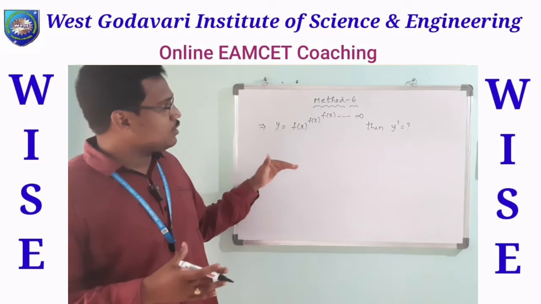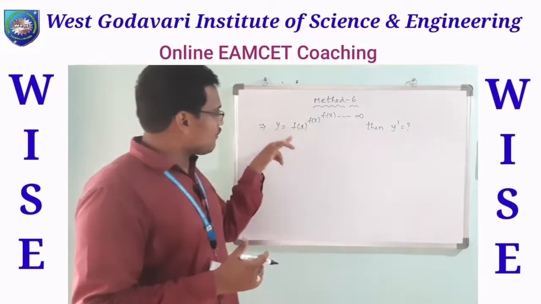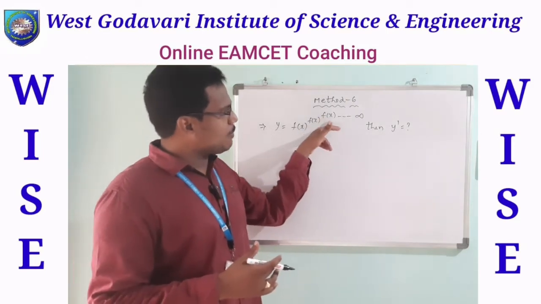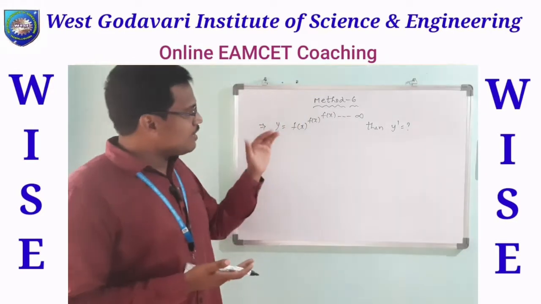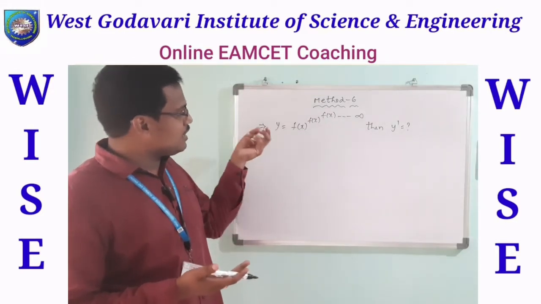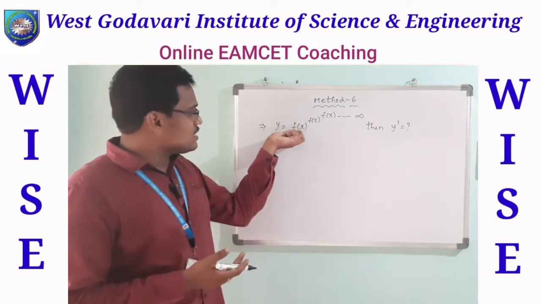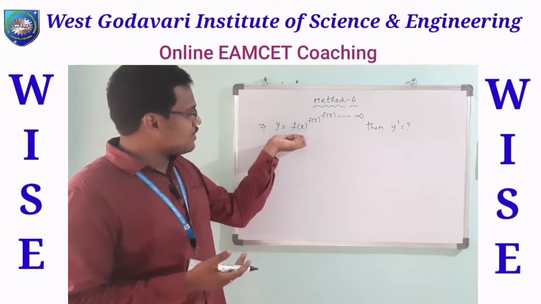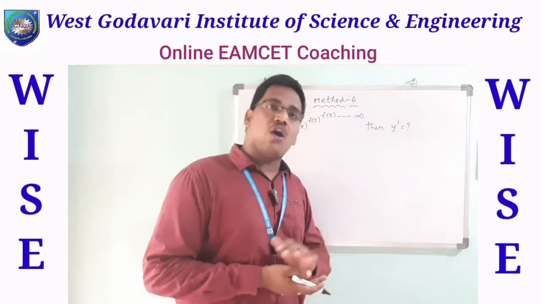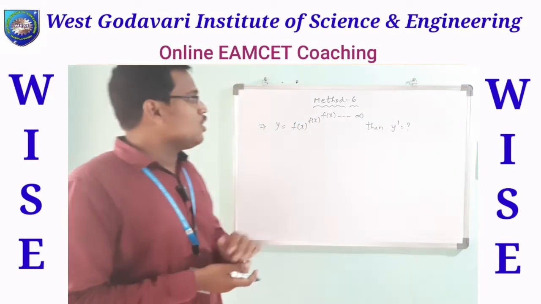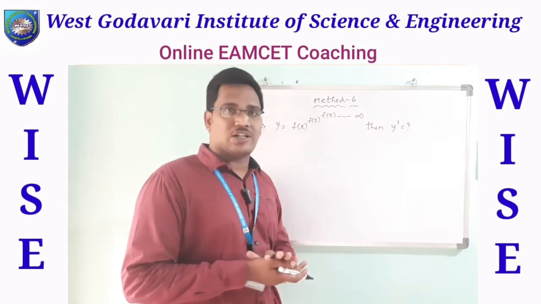So now coming to method 6, here it is an infinite series: f of x to the power of f of x to the power of f of x to the power of f of x and so on to infinity. Whenever the given function is in this form, observe here that the first f of x is the same f of x continued till the last term up to infinity. Now there is no need to evaluate this infinite series whenever you know the shortcut trick.